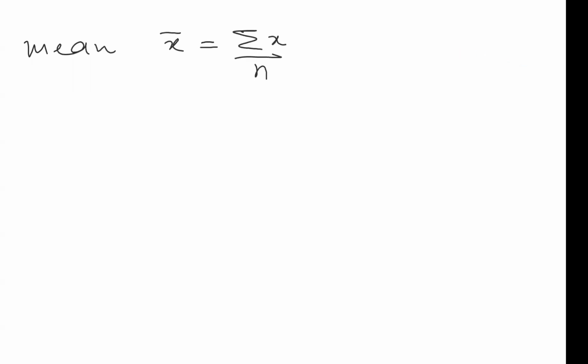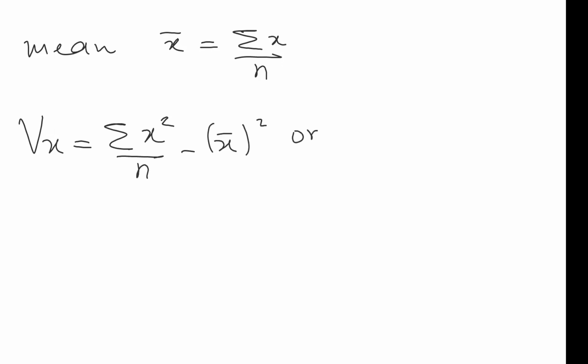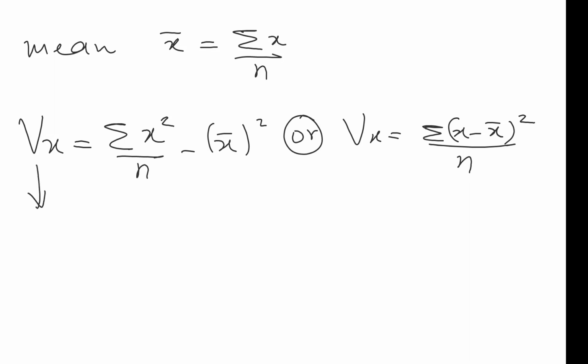Then variance of x. There are two formulae: summation x square upon n minus x bar square, or variance of x is equal to summation of x minus x bar the whole square upon n. Now which formula to use, the question in front of us will let us know. V of x is nothing but variance of x.